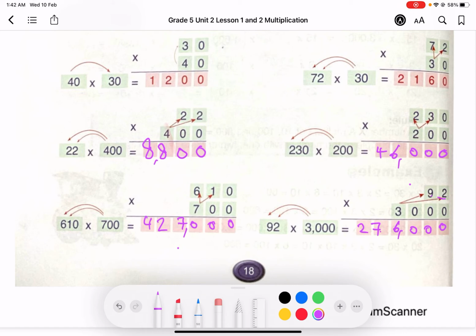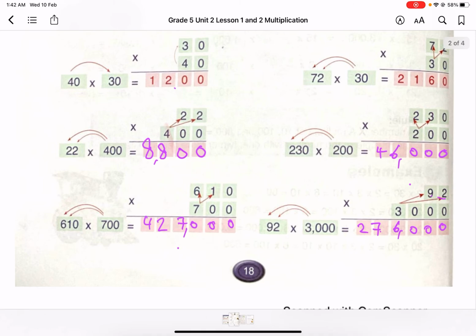The first thing you are going to do is what? Drop down the zeros. Then you are going to multiply the digits by each other. 3 by 4, the answer will be 12, for example. So my number will be 1,200. Now let's go to our second lesson.